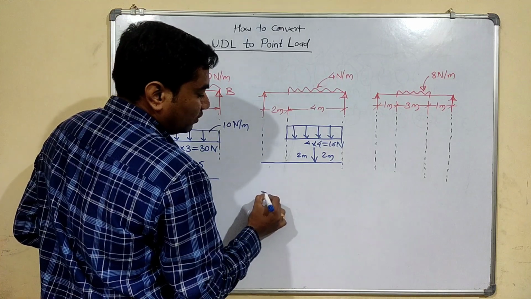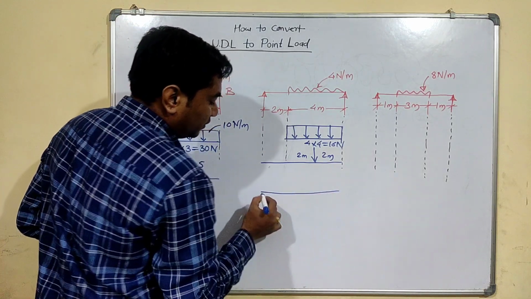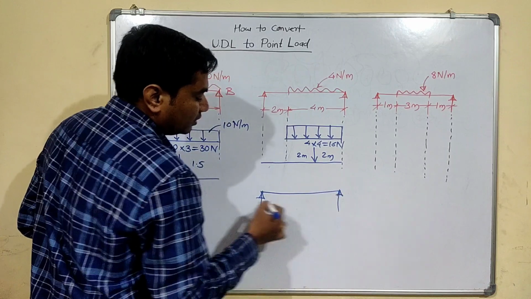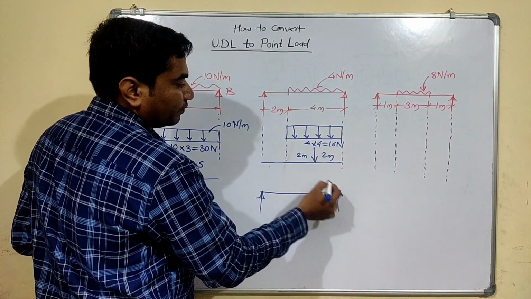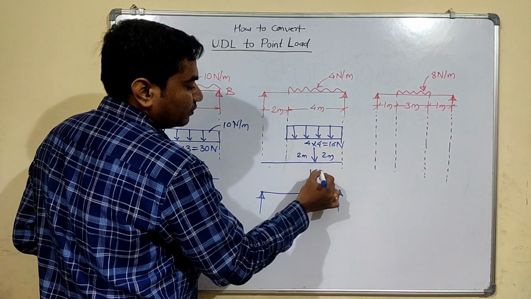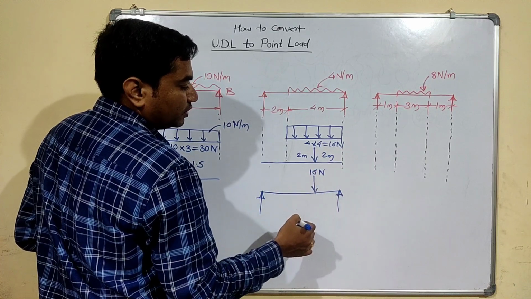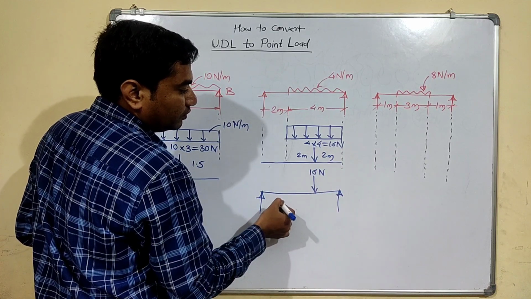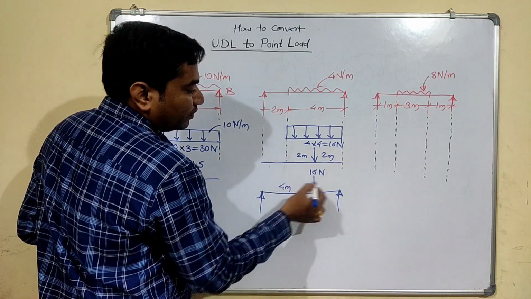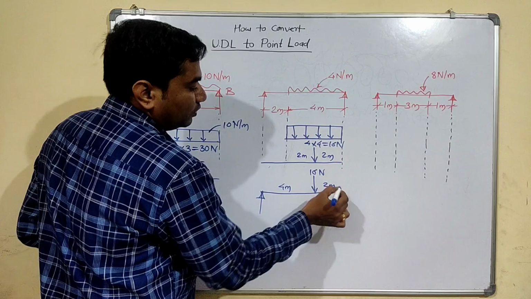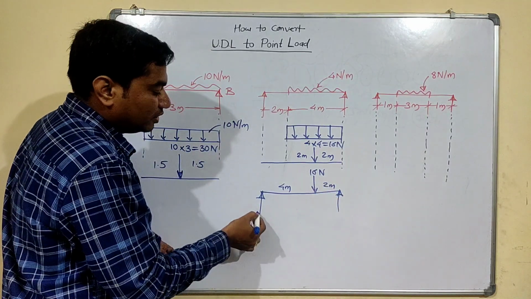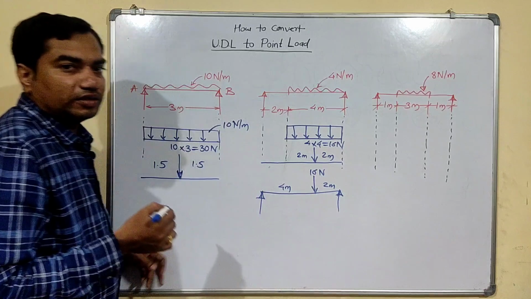So we can draw one diagram where we can show this point load. So this is A, this is B, and this is your point load that we have converted from the UDL, that is 16 Newton. So this distance will be 2 meter plus 2 meter, that is 4 meter, and this distance will be 2 meter. So now we can easily solve this and we can easily find out the reaction at the support.